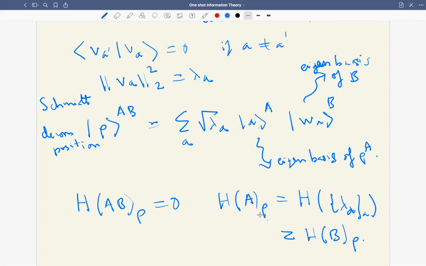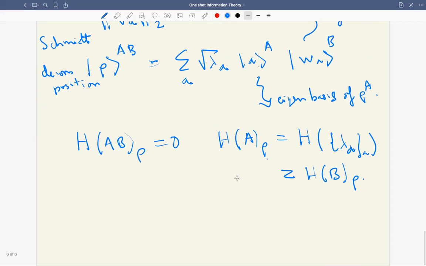So what have we seen from this study? That rho AB was pure, so its entropy is zero. But the entropy of A will be the entropy of this vector of eigenvalues, which in general will be strictly positive. Nevertheless, the entropy of A is equal to the entropy of B, simply because they have the same eigenvalues. Then the difference becomes zero, and the Araki-Lieb inequality is saturated. So this is what we did last time.